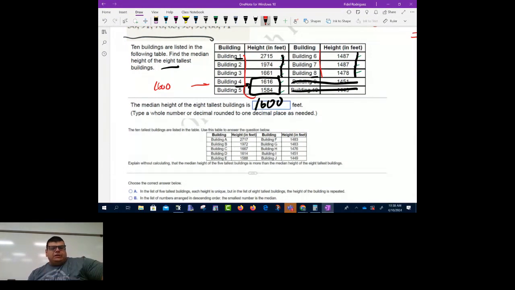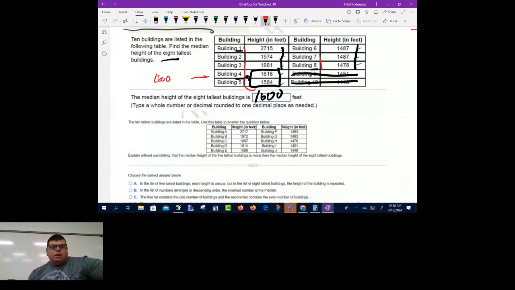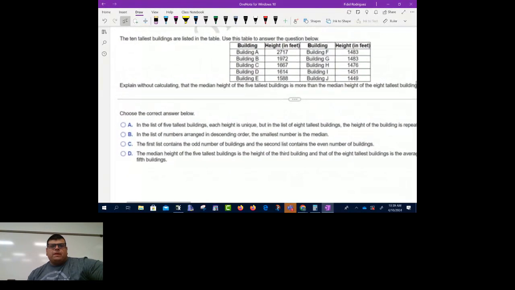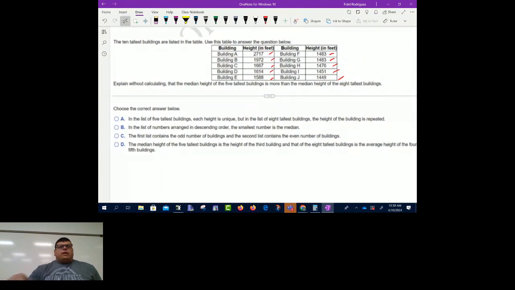Okay, and let's take a look, y'all. I'm going to look at this next one here. And again, 10 tallest buildings, okay? Y'all, one thing I want you to notice, the heights are going in order from biggest to smallest. Again, smallest to biggest or biggest to smallest, they don't make any difference. Okay, and it says, explain without calculating that the median height of the 5 tallest buildings is more than the median height of the 8 tallest buildings.